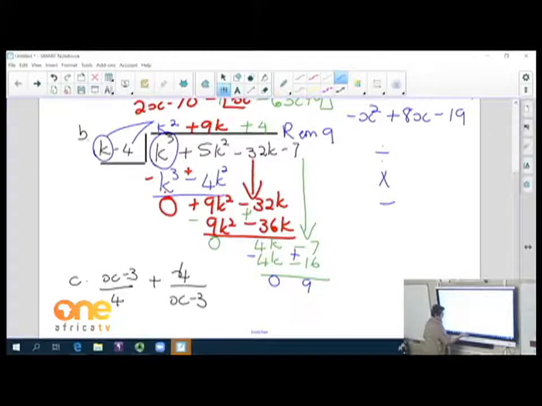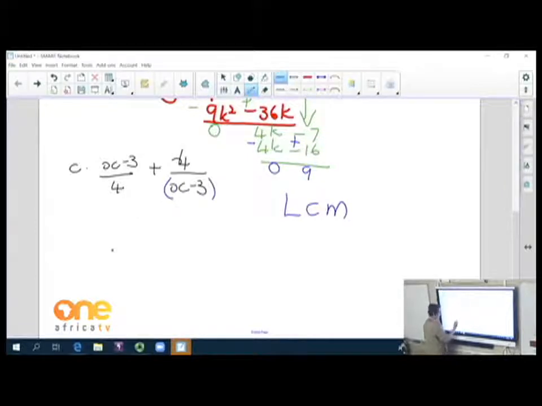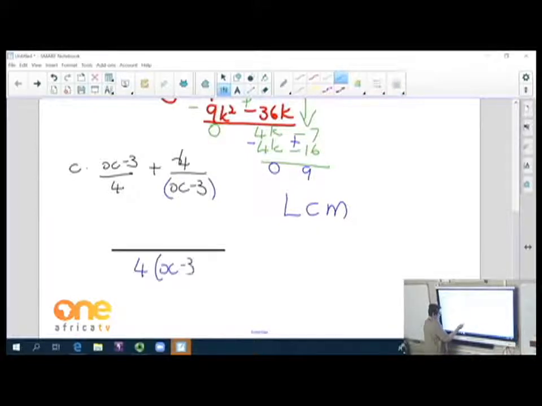Right, now number C. This time it's addition. Addition of fractions. And what is our keyword? LCM. So what would be the LCM here? I need a 4 and I need x minus 3. So I multiply with the LCM, and I multiply with the LCM and cancel.